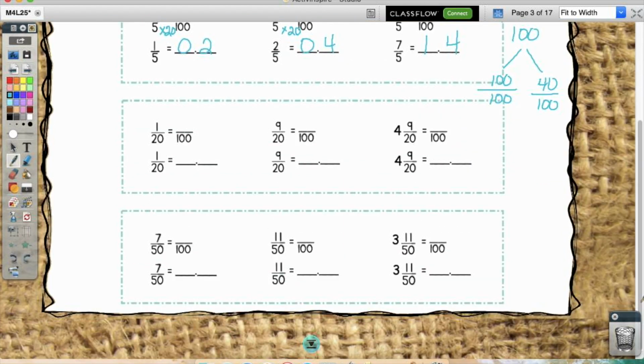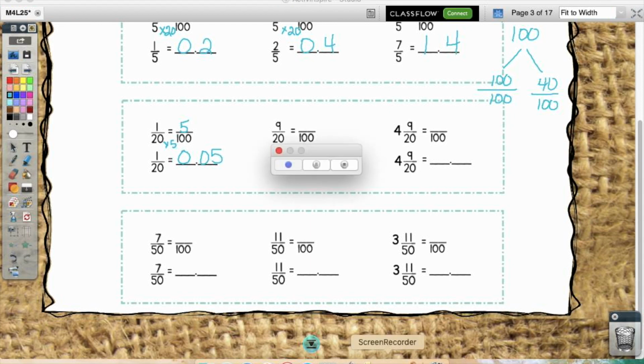Okay. So let's look at the next one. 20 times what equals 100? 5. So 1 times 5 is 5. How do I say this fraction? 5 hundredths. Okay? Table 3. How do I write 5 hundredths as a decimal? Very good. Okay, you try the next two. They're both going to be times 5.